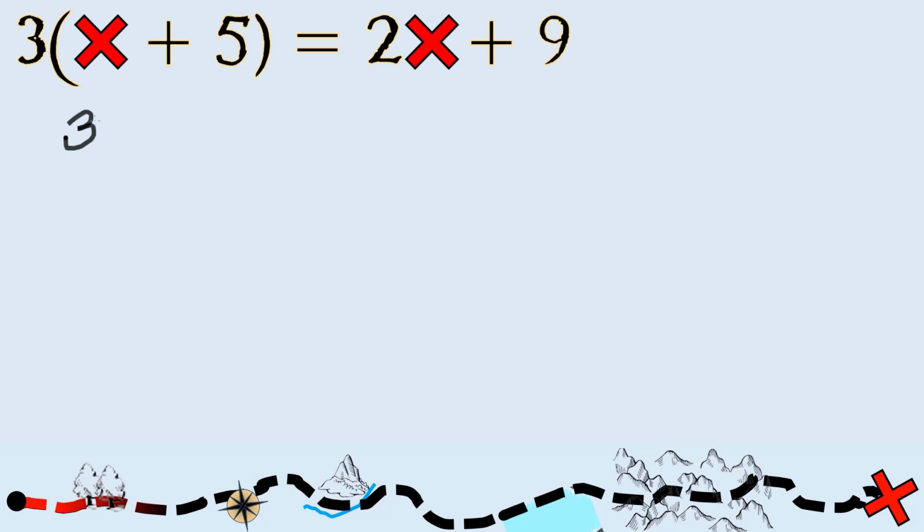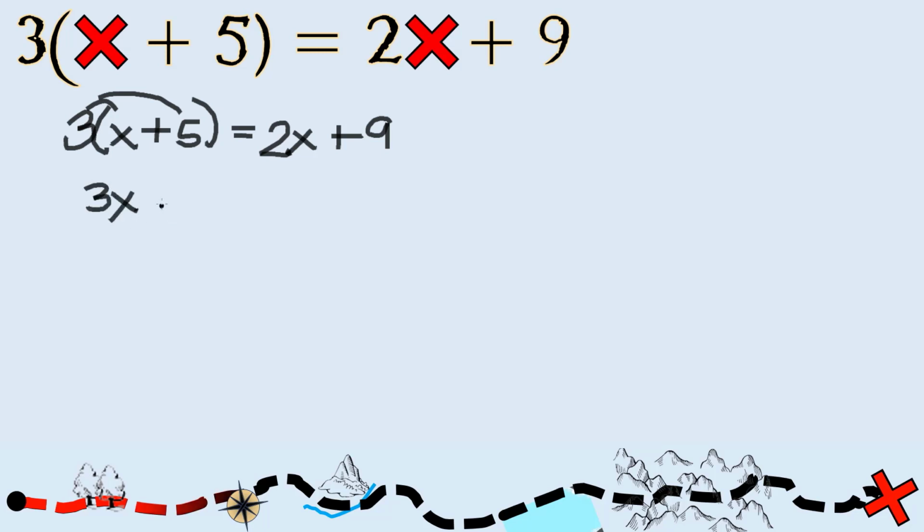Let me copy it here. We have 3 times (x plus 5) is equal to 2x plus 9. Now, let's start by distributing this coefficient 3 here and here. So you have 3 times x is 3x, and you will have here 3 times 5 is positive 15. On the other side, you will have 2x plus 9 still.